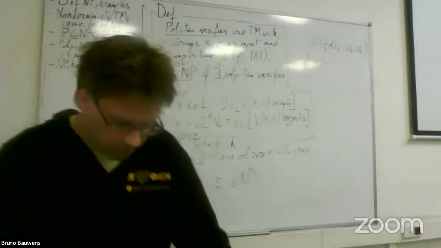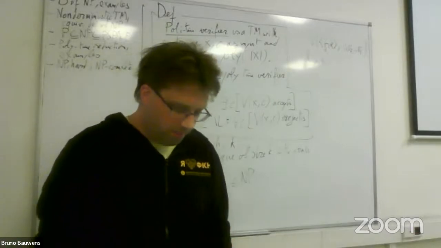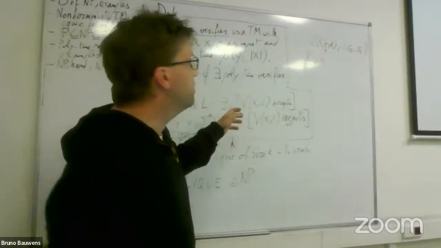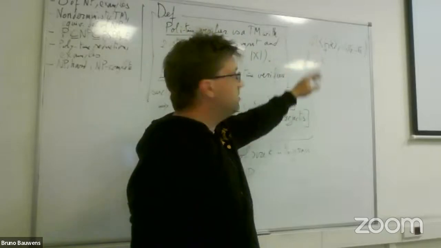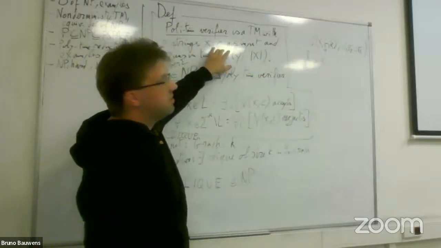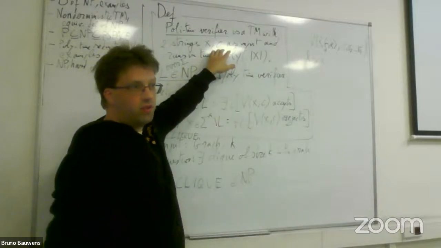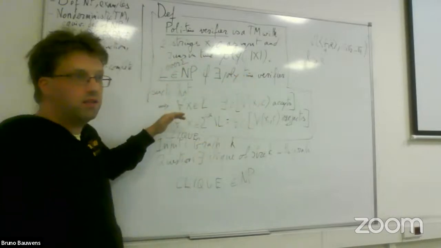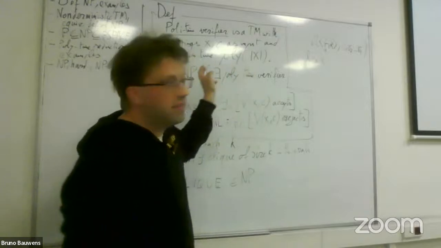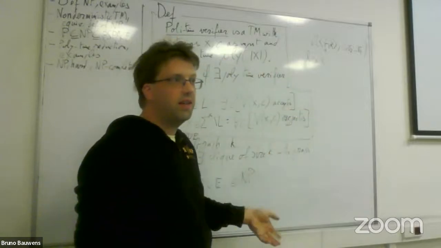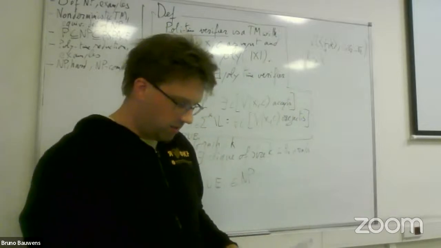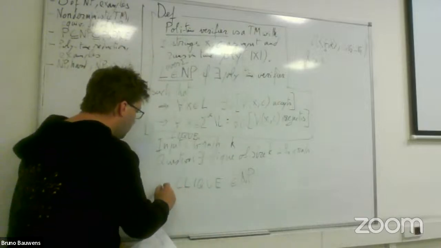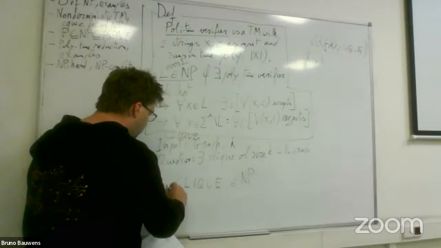Easy definition. More examples: k-colorability is very similar. The input is a graph, so X will be a graph here, and the certificate is just a list of colors for all the nodes of the graph. K is fixed in k-colorability. The verifier will check that all colors are at most k, and then that for every edge the endpoints have different colors. Okay, now there is a tricky problem: integer linear programming.